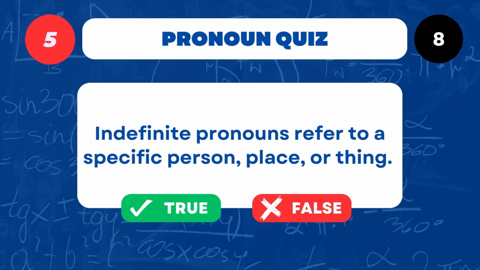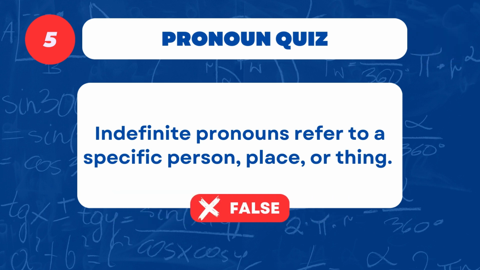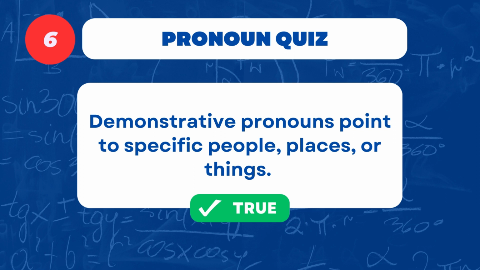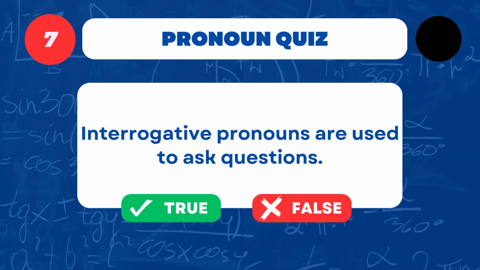Indefinite pronouns refer to a specific person, place, or a thing. False. Demonstrative pronouns point to a specific people, place, or things. True. Interrogative pronouns are used to ask questions. True.